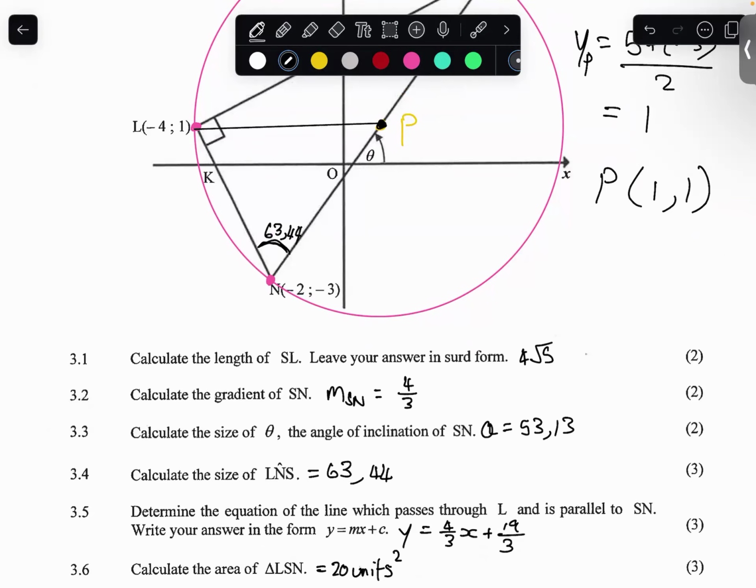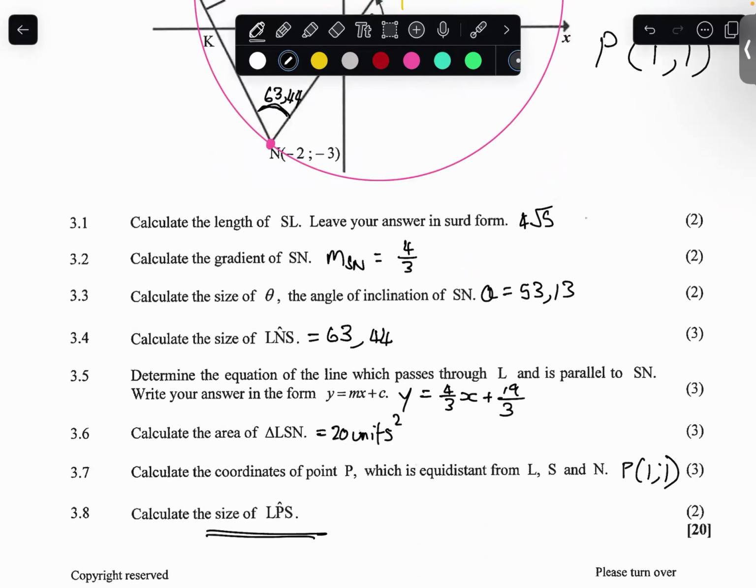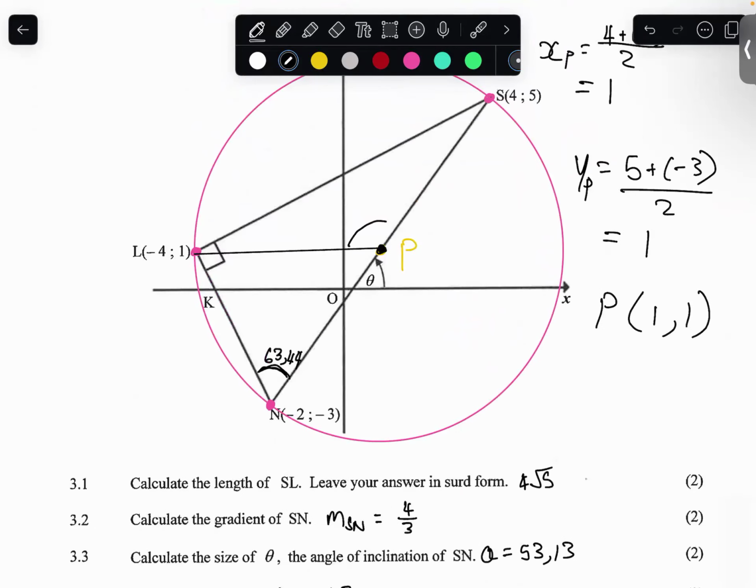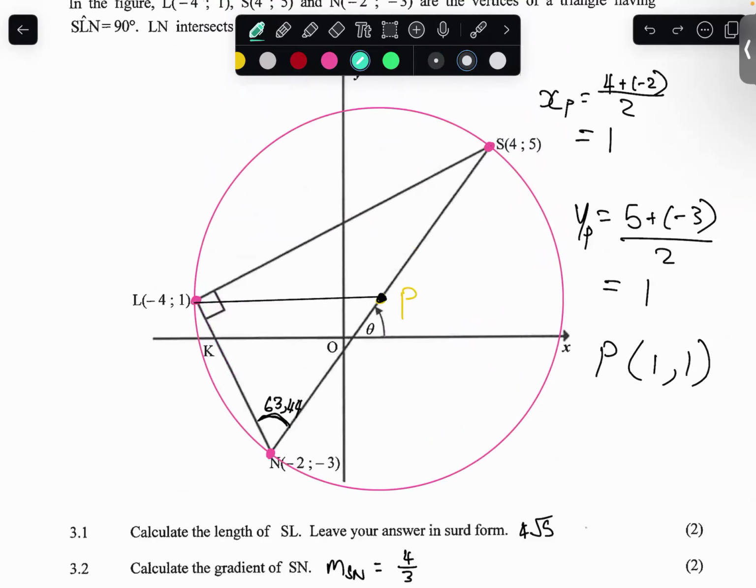Keeping in mind that angle LNS was 63,44. Right, this is a Euclidean geometry problem. It says calculate the size of LPS. LPS is this angle. Right, so now look at it nicely from a Grade 11 Euclidean geometry circle perspective. LPS is the angle at the center. The angle at that center is subtended from S and L. But S and L also subtend this angle at the circumference.